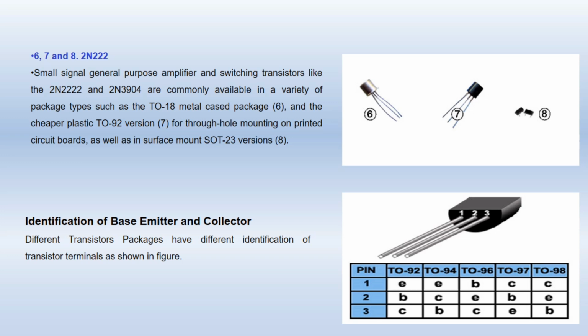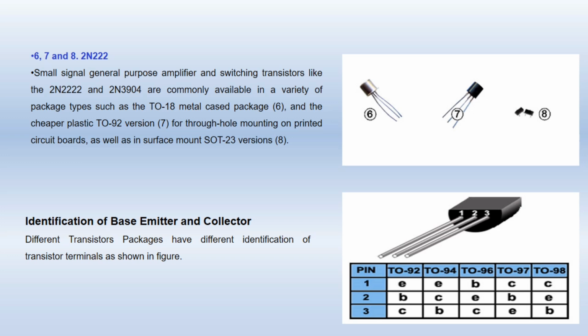Transistors come in different package versions, so according to their packaging, their emitter, base and collector change. Here you can see we have 3 leads in a transistor, 1, 2 and 3. So for the TO92 package, pin number 1 is the emitter, pin number 2 is the base and pin number 3 is the collector. And it is the same for the TO94 package also, but for TO96, the first pin is the base, then emitter and then collector.